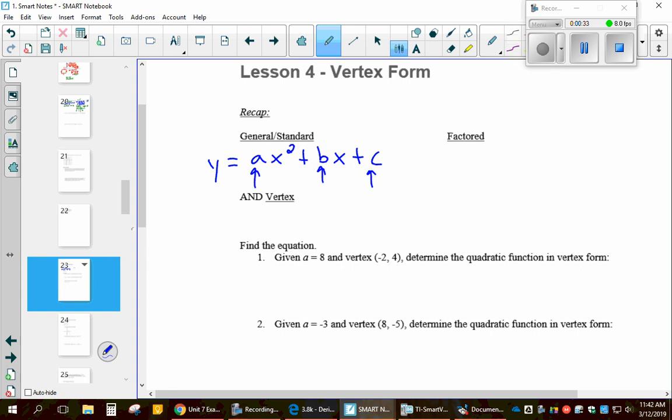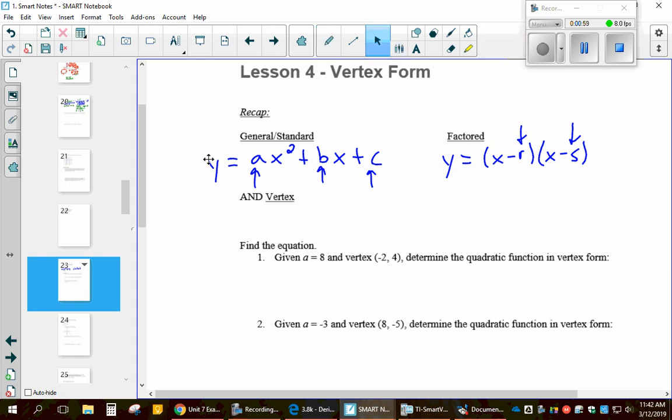Okay, we don't talk much about it being in factored form, but every time you factor it, it is in factored form, right? So the way that looks would be y is equal to x minus r, and then x minus s, where r and s are just numbers, right? That's just when you factor it, it's just written in that form. Okay?